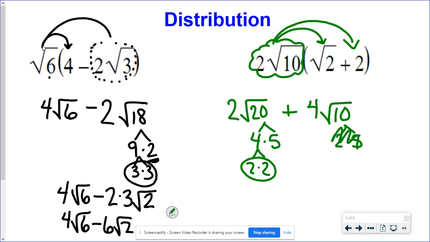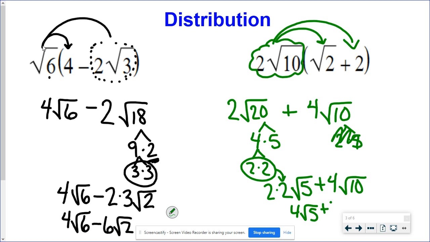By the way, I'm sure by now some of you are certainly capable of just saying, well, the 2 times that 2 that broke out, that's just going to be a 4 rad 5. Great. I'm still going to write it down as, here's my 2 on the outside, here's my 2 that broke out, and then I also have a rad 5 that got left behind, plus 4 rad 10. So this is going to be 4 rad 5 plus 4 rad 10. And again, just because they both have 4s doesn't mean they match. The rad 5 and the rad 10, those are different.